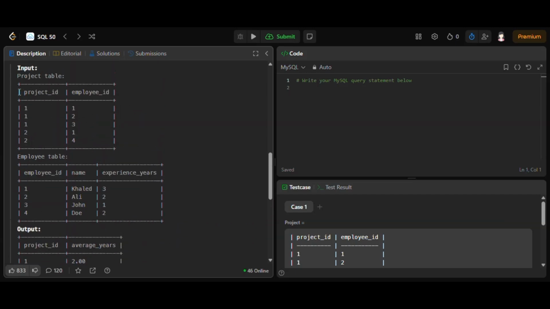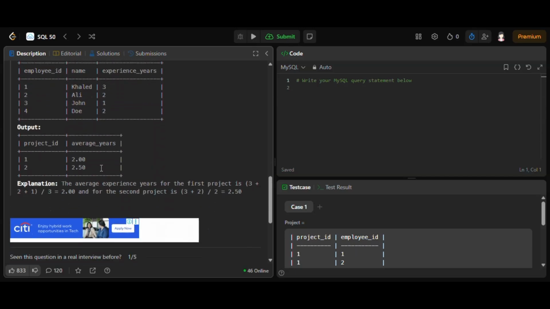For project ID 1, there are 3 employees, that is 1, 2 and 3, whose years of experience are 3, 2, 1 respectively. So you add up all 3 of their years of experience, that is 3 plus 2 plus 1 is equal to 6. To calculate the average, you divide it by the number of employees. So there are 3, and 6 divided by 3 is equal to 2. That's the value given here. You can see it clearly here. For project number 1, 3 employees with experience 3, 2 and 1 divided by 3 is equal to 2, rounded to 2 decimal places.